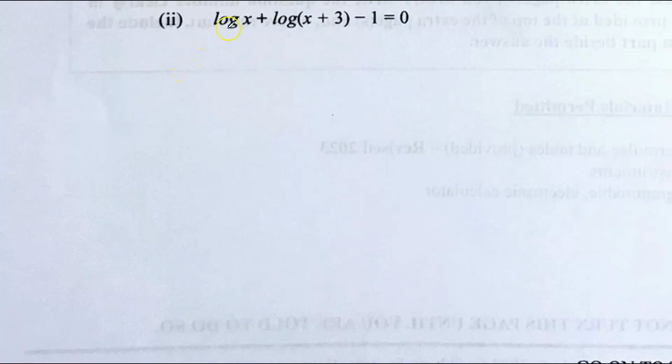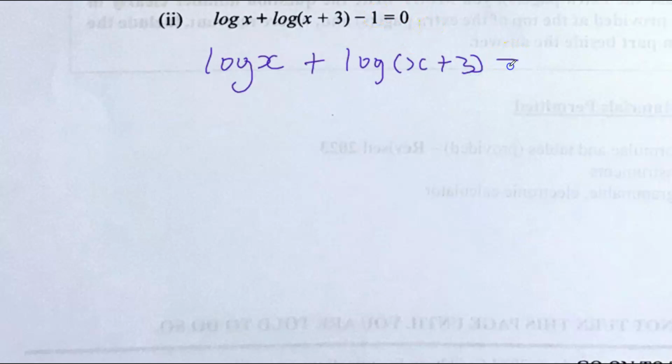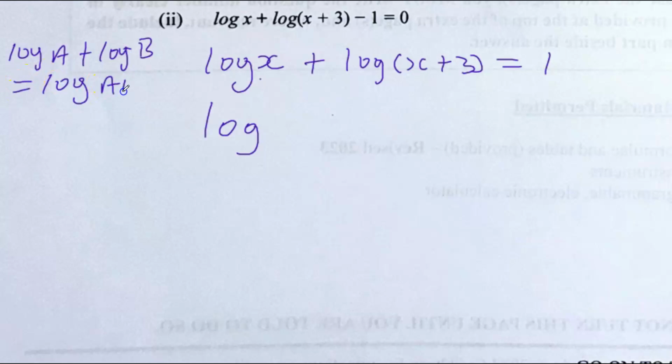In B part 2, we have a log equation to solve here. Let's group the logs on the left: log x plus log of x plus 3. The negative 1 moves to the right and is now positive 1. The law of logarithms says if we're adding logs, you can combine them into one by taking the product. The rule says log A plus log B is equal to log AB. That's one of the laws of logarithms.